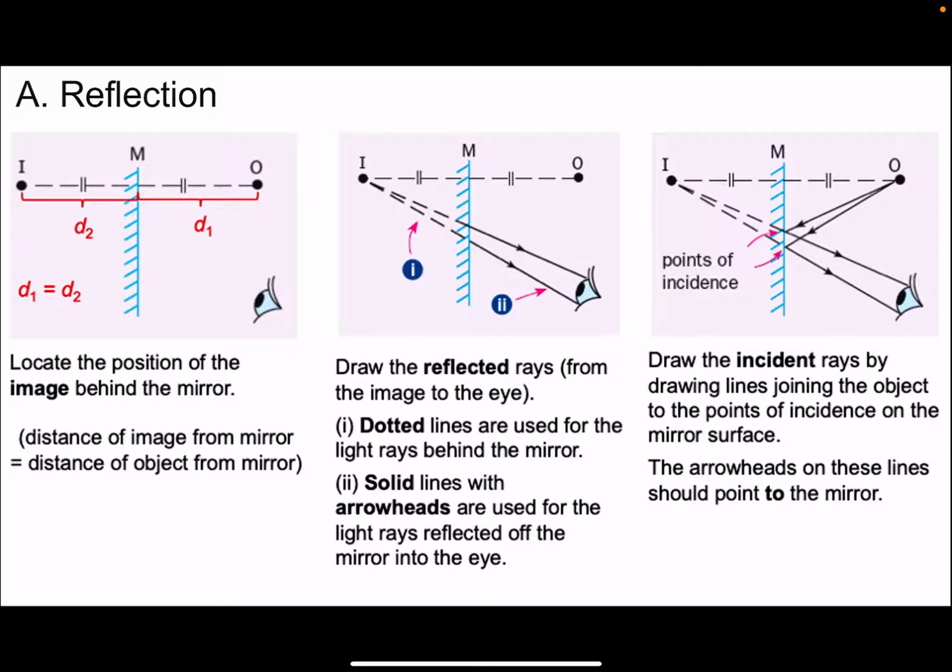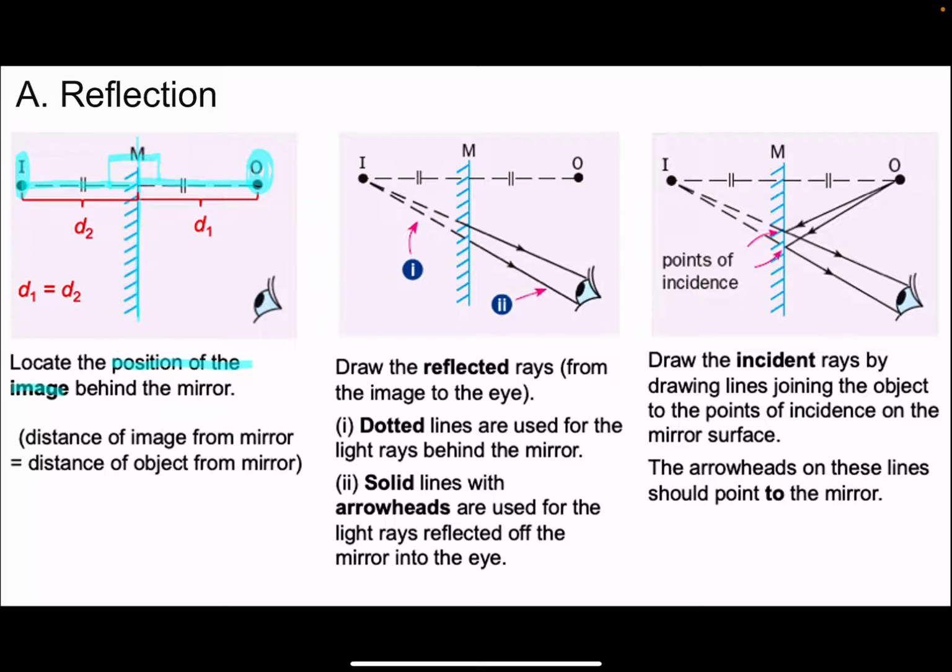Let's look at how to draw ray diagrams concerning reflection. So first, there is a mirror. There is an object. The first thing that you should do is to locate the position of the image behind the mirror. You can do that by the property that the distance of the image from the mirror is equal to the distance of the object from the mirror. So draw a perpendicular line, measure that distance, draw another perpendicular line, getting the same distance, then you can find image I.